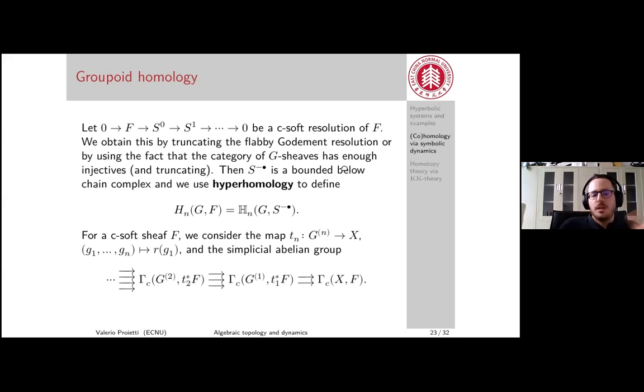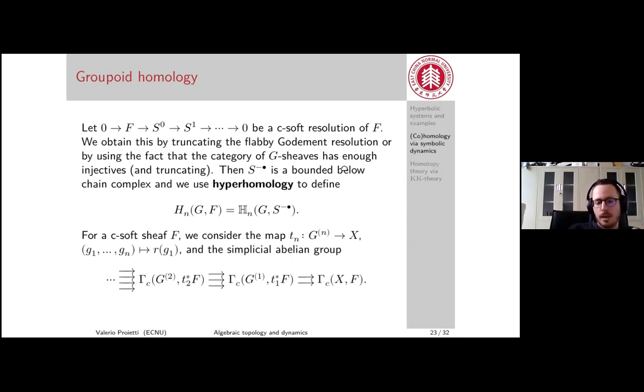Okay, so then by inverting the bounded below chain complex given by this resolution of sheaves, a chain complex in sheaves, the groupoid homology of G with values in this G-sheaf F is the so-called hyperhomology of G with values in this chain complex of sheaves. So what is the hyperhomology? It's the homology of the total complex of a certain double complex. One direction in this double complex is given exactly by S minus dot. So there would be one line for S0, one line for S1, and one line for S2, and so forth. That would be one direction.